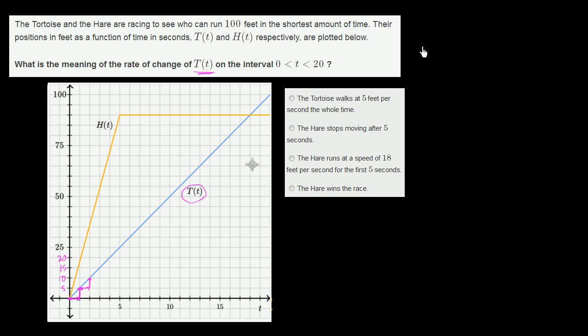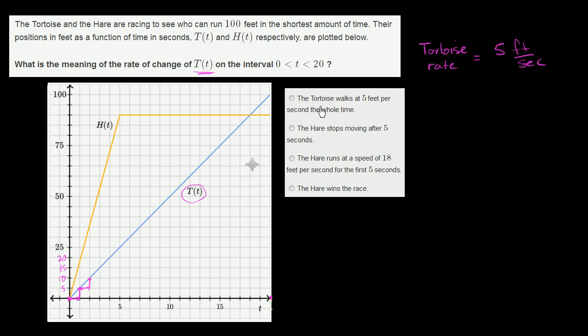So it looks like the rate of the tortoise, the rate of the change of distance with respect to time, is 5 feet for every second. So let's see which of our choices seem to match that. And that is over the entire interval. The interval starts here, this is 0, and 20 is right over here. And it looks like we have a constant rate, we have a constant slope. We have the same inclination of this line the entire time, all the way until t is equal to 20.